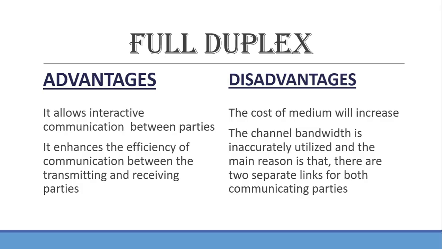So I hope you are familiar with bandwidth. Bandwidth is actually the maximum amount of data that can be transmitted, right? So in the case of full duplex, because we are sending and receiving at the same time, bandwidth is not utilized properly. So it is an inaccurate use of bandwidth. And the reason is the separate links for the communicating parties.